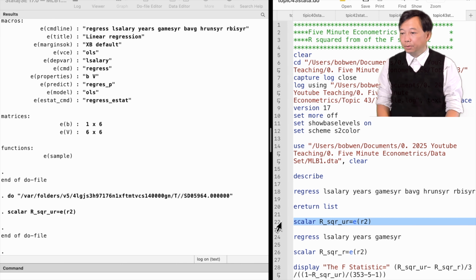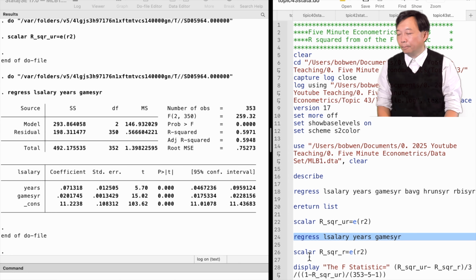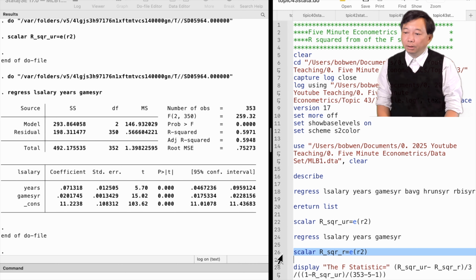Next, we regress the restricted model, that is, the model in which the three exclusion restrictions are imposed. The restrictions are that the parameters of the three productivity variables are zero. So, the restricted model only has two explanatory variables. Make sure the sample size is the same as the unrestricted model. We also store the R-squared.